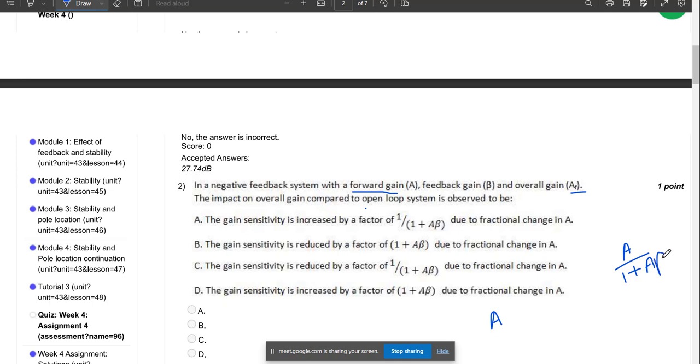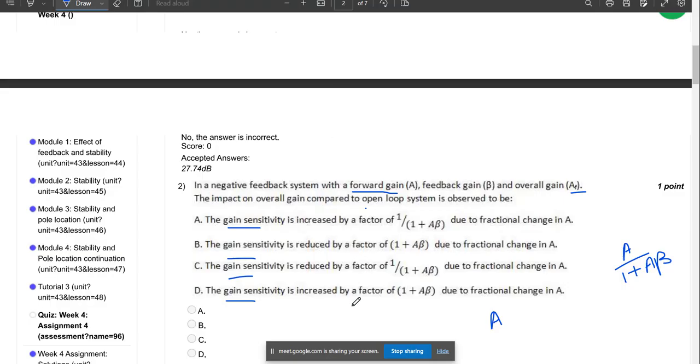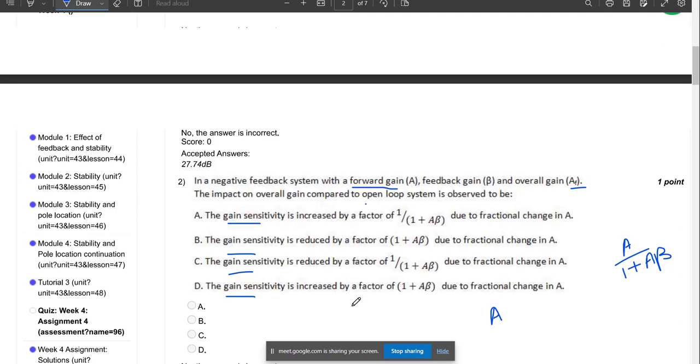Now, here in the options, we can see gain sensitivity is talked about. So, I'm giving you 5 minutes. Try to solve this question. Since all the options are given in terms of gain sensitivity, you have to think in that direction. Try to solve this one and then we'll discuss the solution. I'm giving you 5 minutes to solve this question, okay?